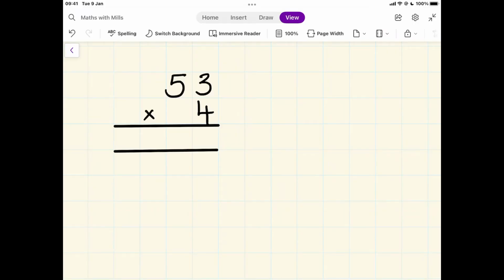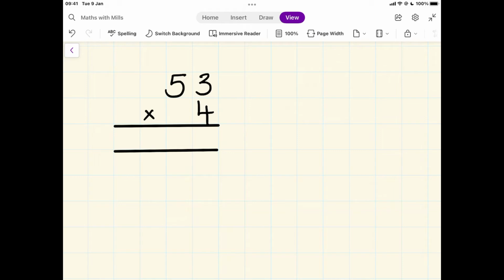Hello there, in this video we are going to look at short multiplication, that is multiplying any number by a single digit. Look at the calculation on the screen. I've got 53 times 4. 53 multiplied by 4. 4 lots of 53. And this is the standard written method we're going to look at today.